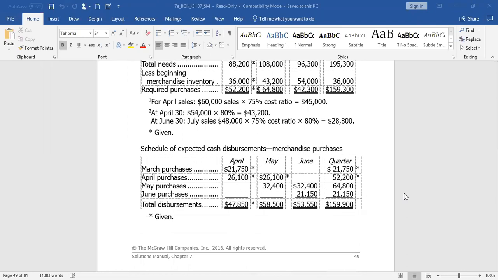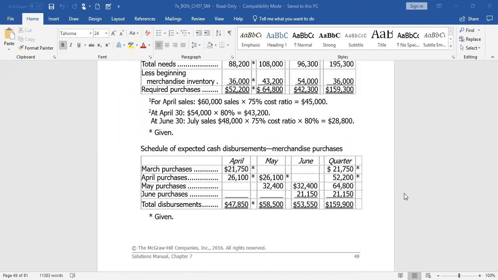In part 2, also, they want us to complete the schedule of expected cash disbursements for the merchandise purchases. So if we go back to page 339, letter E, 1/2 of a month's inventory purchases is paid in the month of purchase. The other half is paid in the following month. The accounts payable at March 31st are the result of March purchases of inventory.